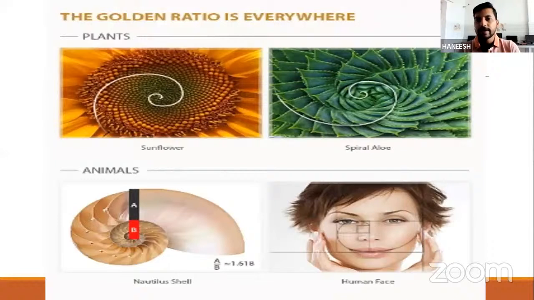And this golden number can be found anywhere. It can be found in plants, it can be found in animals, and it can be found everywhere in the human body, the human face, human DNA, in our human cells, everywhere. Everywhere it corresponds to the same thing.